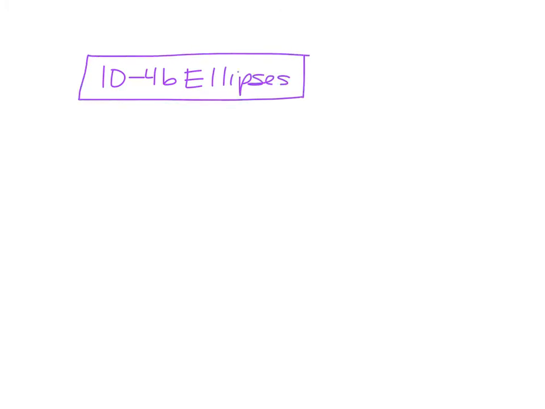All right, guys, 10.4b today is more ellipses. And so we're just going to do a quick recap before we jump in. The formula, the equation for this: x squared over a squared plus y squared over b squared equals 1.